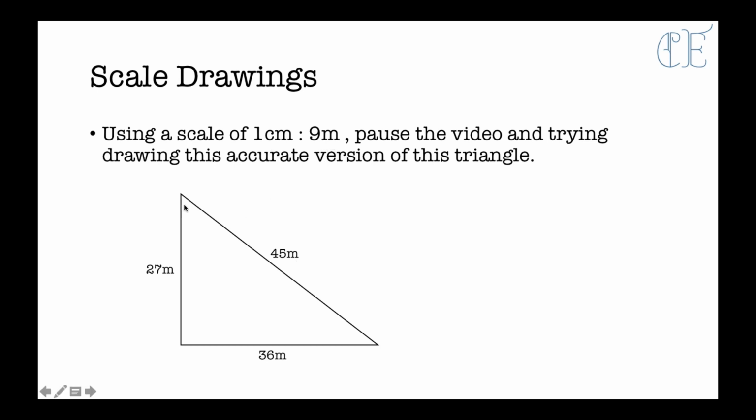Okay, so if I wanted to turn this side into centimetres, I'll just divide by 9. 27 divided by 9 is 3. So 3 centimetres. 36 divided by 9 is 4, and 45 divided by 9 is 5. So then you could fit an accurate drawing of that triangle on your paper and write down that this is the scale that you used.